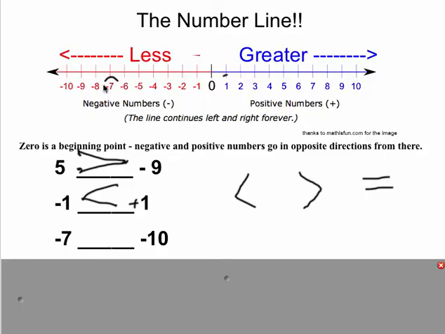Here's negative 7, here's negative 10. Negative 7 is more to the right than negative 10, so negative 7 is going to be the bigger value. Even though that negative 10 looks to be a bigger number, it's further left, so it's way smaller.